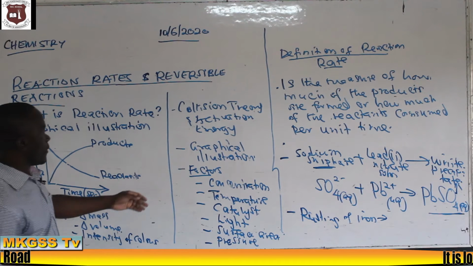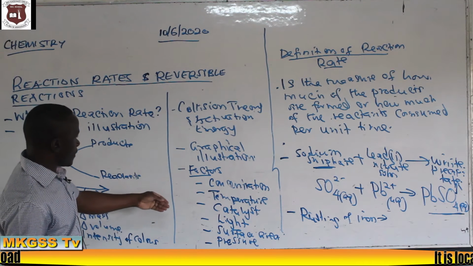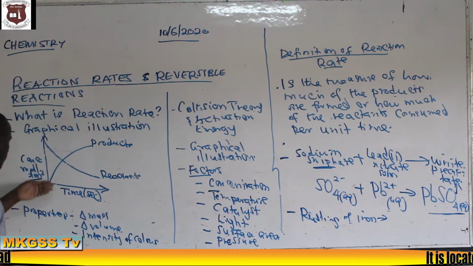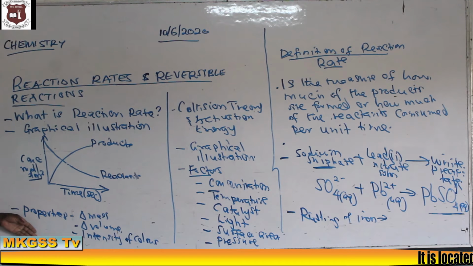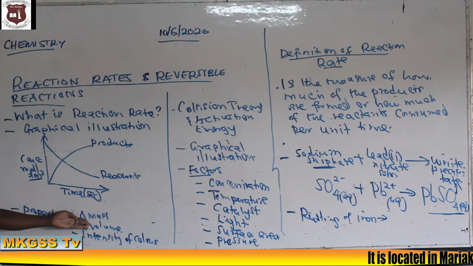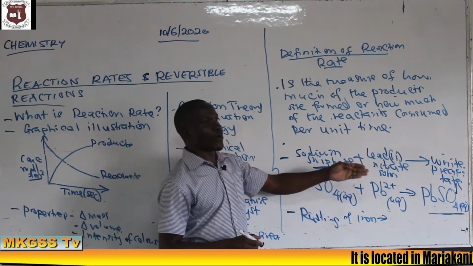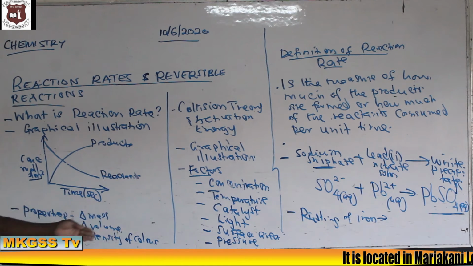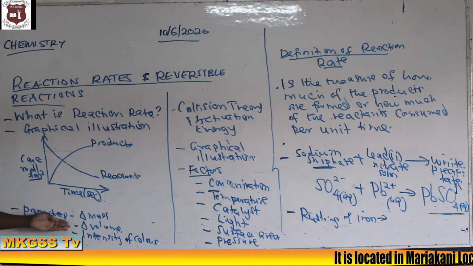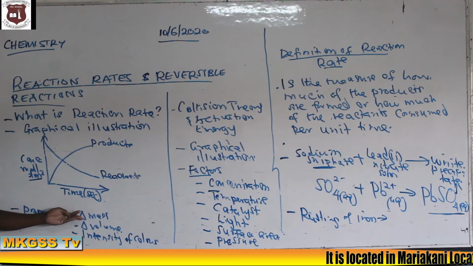Now we have some of the properties that you should look at during a chemical reaction. One thing we have to notice is that during a chemical reaction, there's normally change in mass. Just like we have said, there is decrease in the quantity of the reactants, while there is increase in the quantity of the products. So this is one property that we look at.